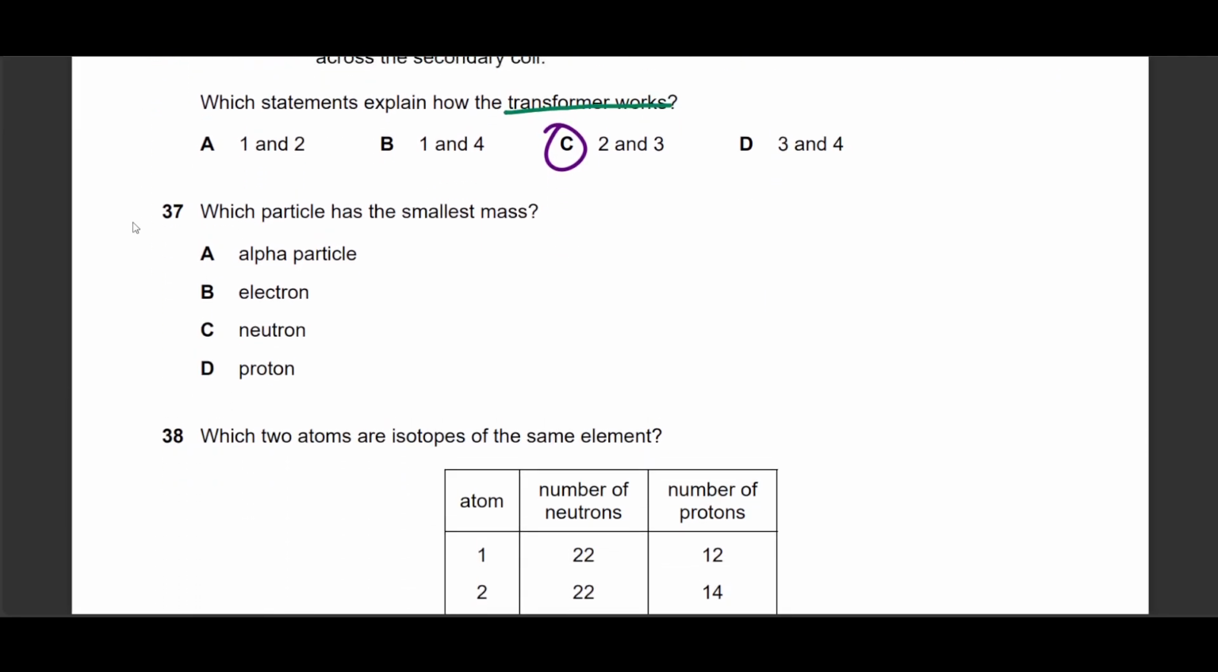Question number 37 requires which particle has the smallest mass. So alpha particle is actually 4-2. So this has 2 protons and 2 neutrons, quite a big particle. Electron is just the mass of electron, which is approximately 2000 times lighter than any proton or any neutron. So it seems it's the smallest particle. Neutron again has its own mass, proton also has its own mass. So only 2000 times lighter is the electron, and the heaviest of the bunch will be alpha particle, if the question was asked.